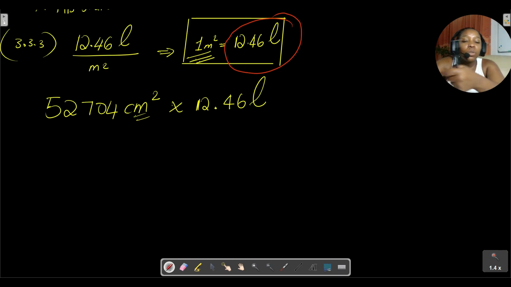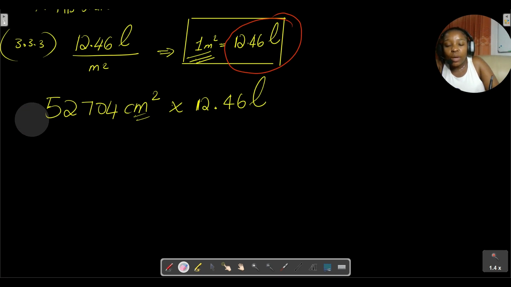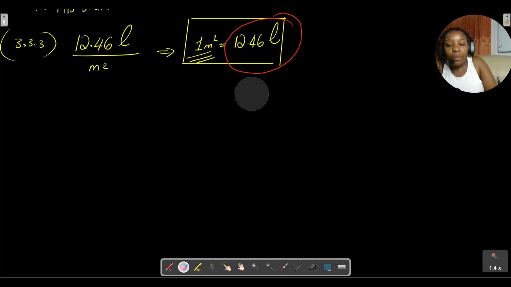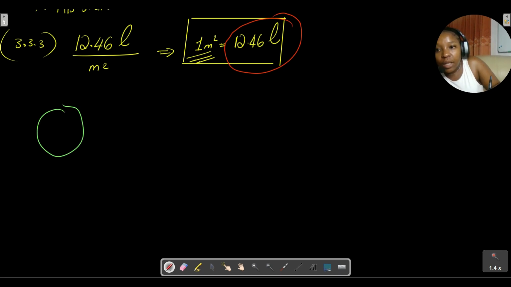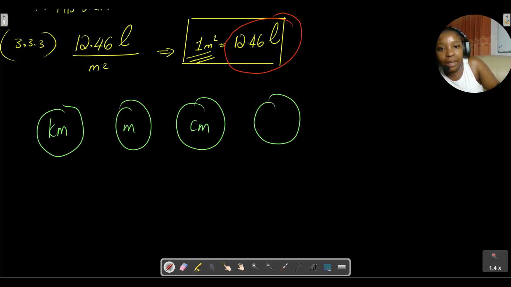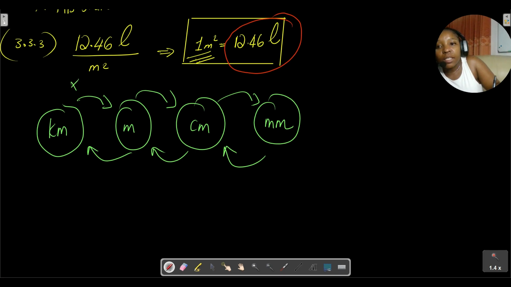We can change those centimeters squared into meters squared so that we can apply this equation properly. How do we convert centimeters squared to meters squared? Please take note of this amazing strategy, right? This is kilometers, meters, centimeters, millimeters. We all know what's happening here, nothing new. Multiply by 1,000, 100, 10. Divide by 10, 100, 1,000.